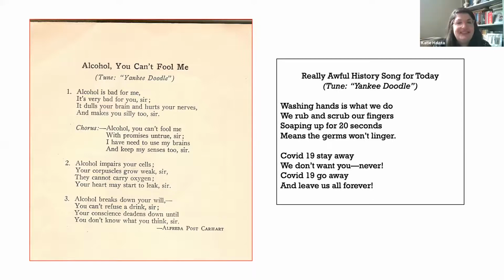Washing hands is what we do. We rub and scrub our fingers. Soaping up for 20 seconds means the germs won't linger. COVID-19, COVID-19, stay away. We don't want you never. COVID-19, go away. Leave us all forever.